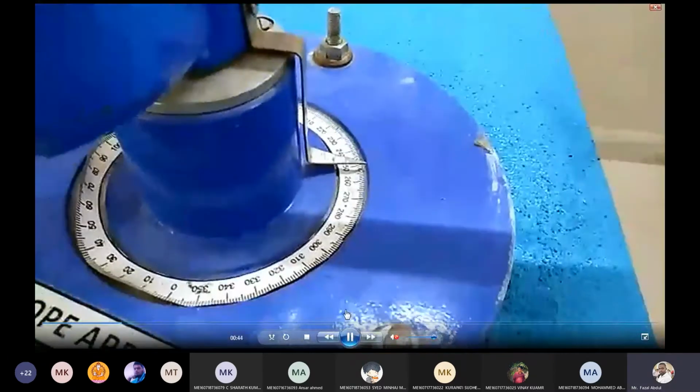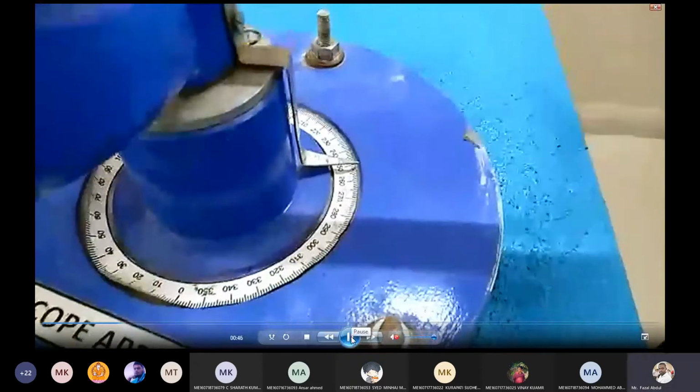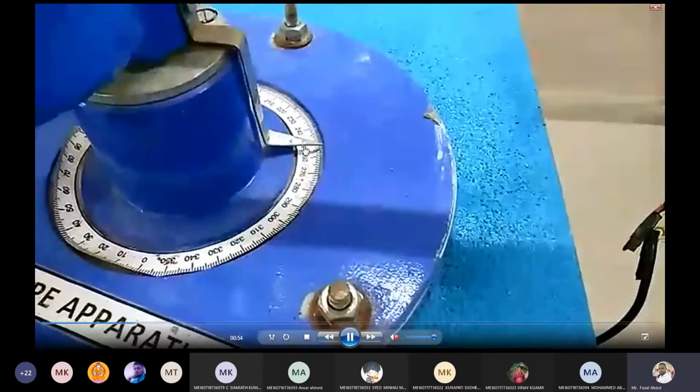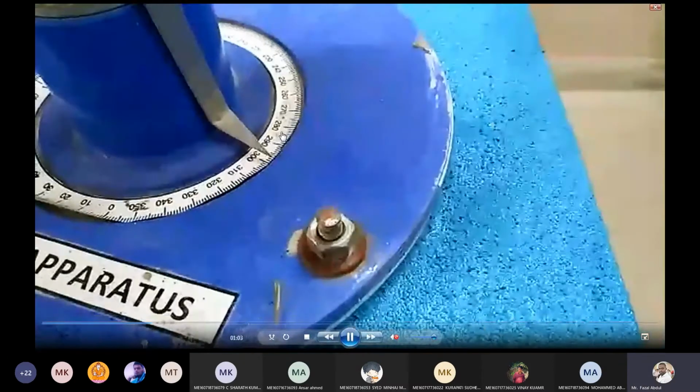This is the graduated scale, showing through what degree the total setup is turning. Whenever we apply the load, a torque is generated on this setup. Because of that, it turns along these readings. So through this scale, we have to take the readings.